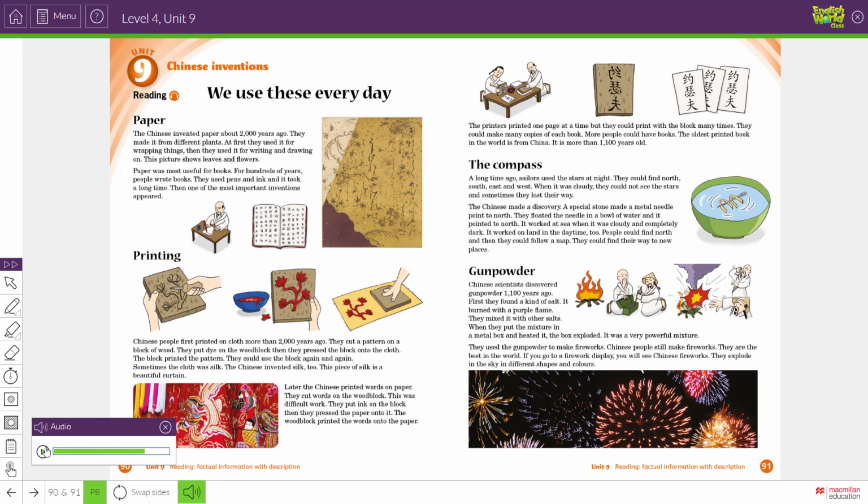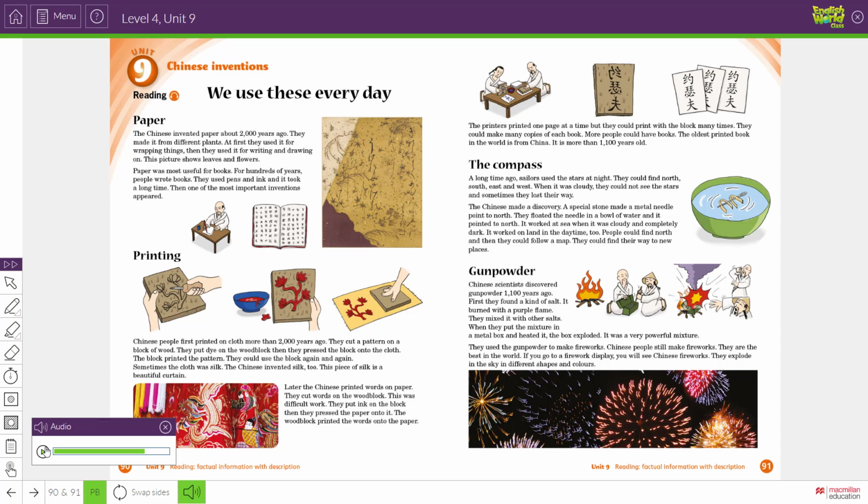Okay, who can tell me the answer of my questions? My first question is, what did sailors first use to find north, south, east, and west? Okay, the answer is the stars.